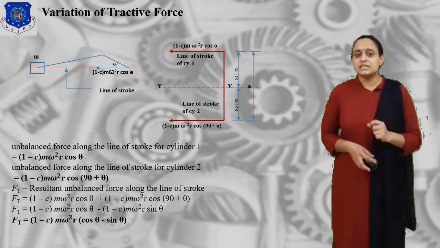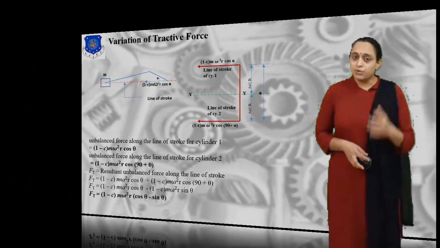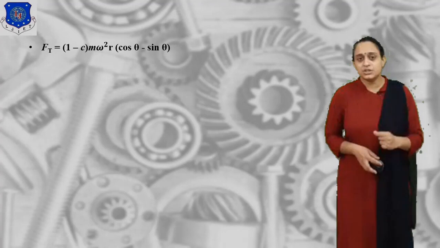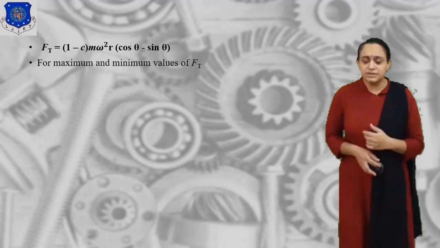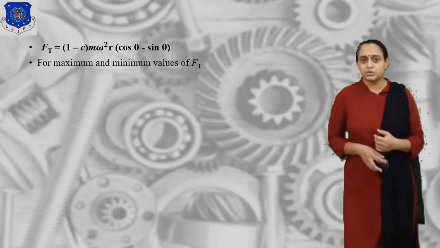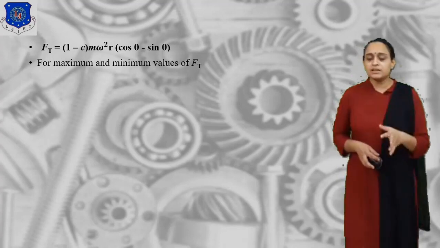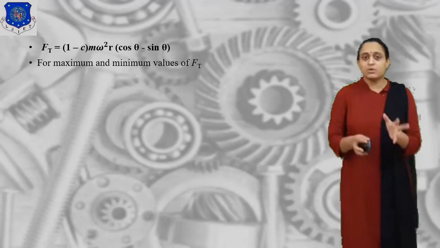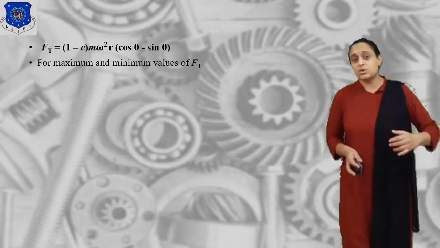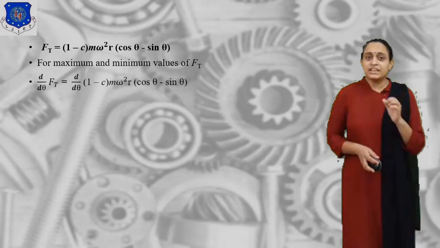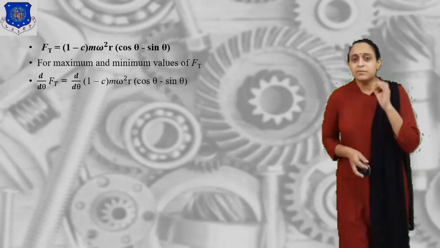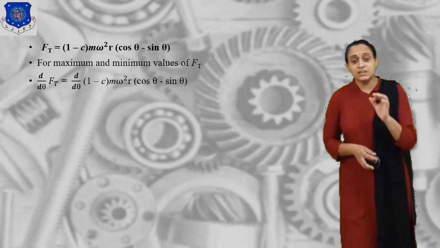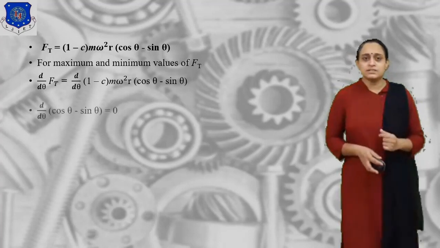So for this condition, to solve this equation, we have to take the differentiation with respect to theta. Let us differentiate this force value with respect to theta. In this case, (1 minus c) is a constant value, so we do not need to do anything with it. Now m omega square r is also a constant value. So we only need d by d theta of (cos theta minus sin theta), and this will be equal to 0.